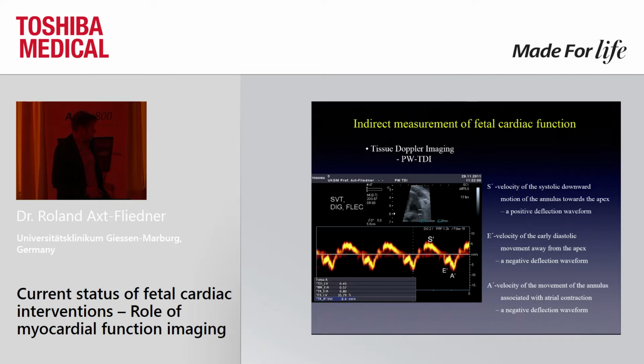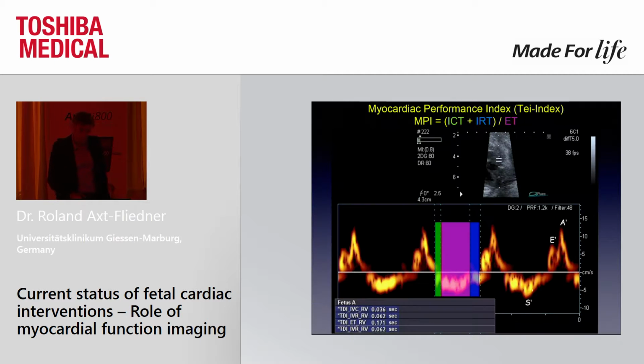So you probably all know those curves, and just to remind you that the S prime velocity is the velocity of the systolic downward motion of the annulus towards the apex, and the E prime velocity is the velocity of the early diastolic movement away from the apex, and the A prime velocity is the velocity of the movement of the annulus associated with atrial contraction. So you get multiple pieces of information on the cardiac cycle, evaluating the different velocities and time intervals.